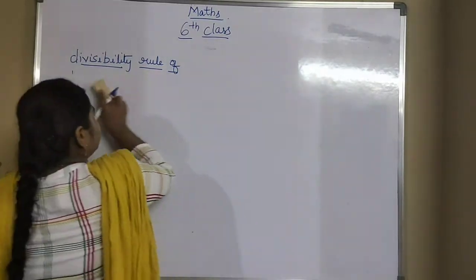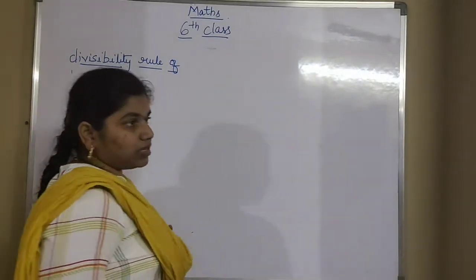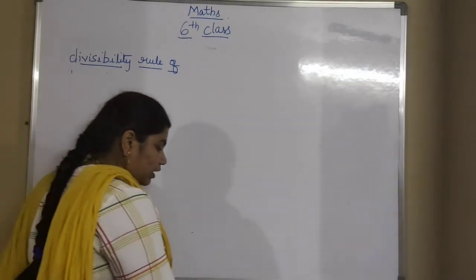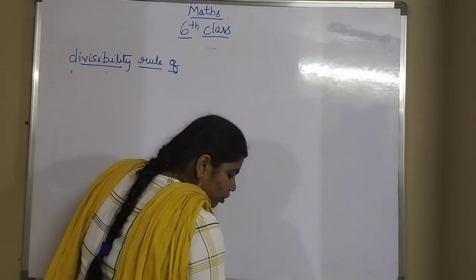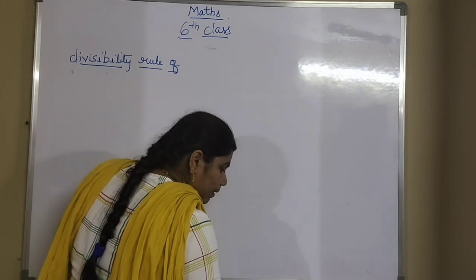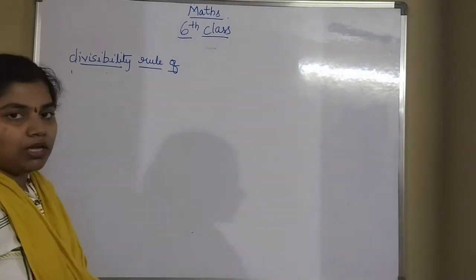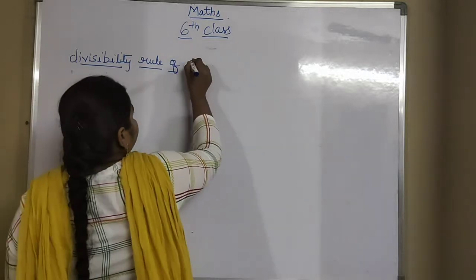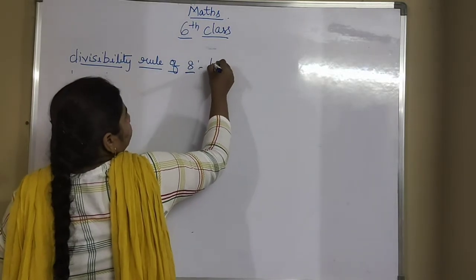So what is divisibility rule of 8? Which type of numbers are divisible by 8? We will learn now. So what is the divisibility rule of 8? Last 3 digits should be divisible by 8. What is the condition? Last 3 digits should be divisible by 8.